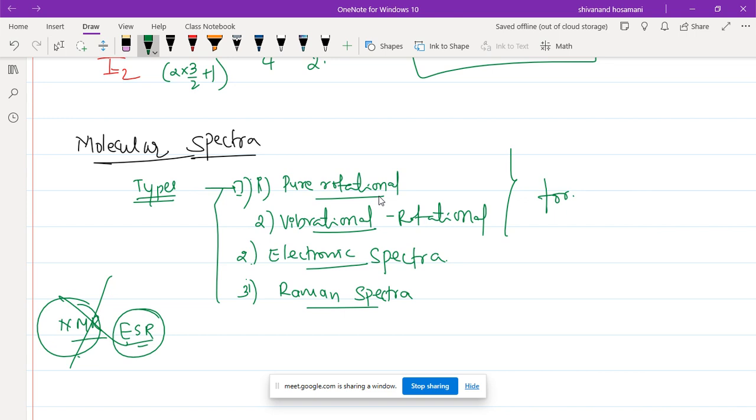So what exactly is the first one, pure rotation. One minute. In Raman spectra we are going to have the actual laser part. Before the laser part, there are vibrational and electronic spectra. We are not going to discuss electronic spin resonance and nuclear magnetic resonance; you can just hear about them.